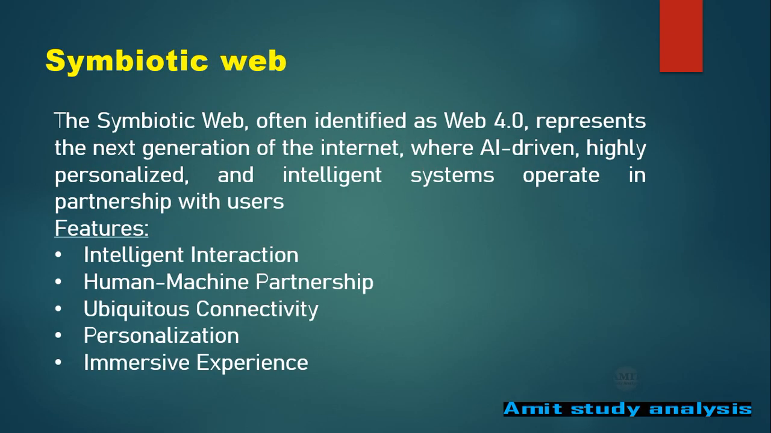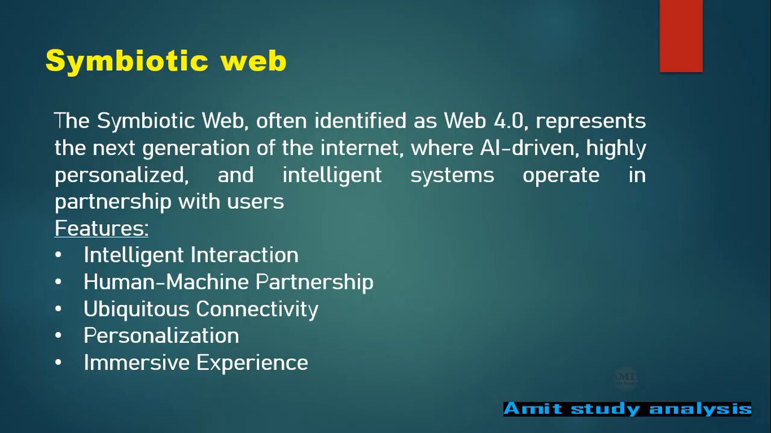So the symbiotic wave, as 4.0, represents the next generation of the internet. Whatever internet you can see today, how important it is and what types of problems it can solve, you can see right now. If it becomes the next generation of the internet, then it becomes beyond our thought. A lot of things will be there and everything we can do on the internet, where AI-driven, highly personalized and intelligent systems operate in partnership with users.